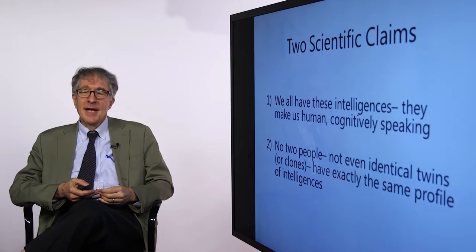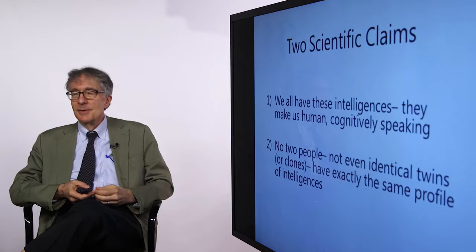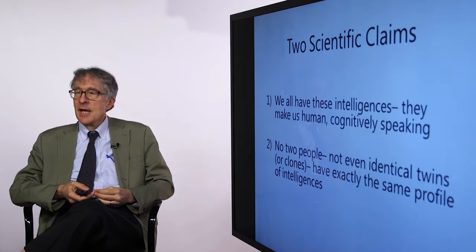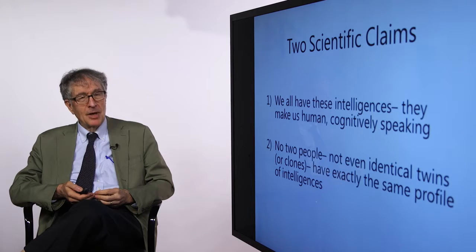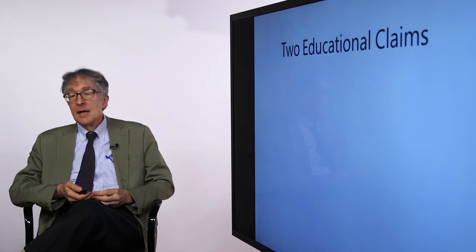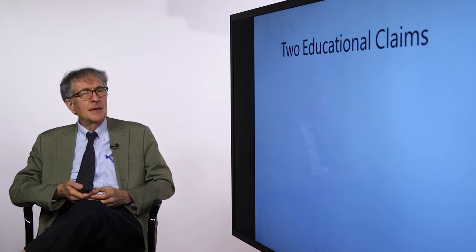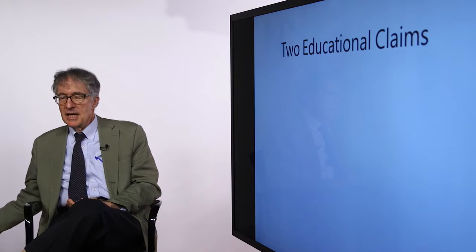So from the point of view of science, we've all got these intelligences, but life's interesting. No 2 people have exactly the same profile, though presumably identical twins have more similar profiles than fraternal twins, and fraternal twins have more similar profiles than randomly chosen people from the planet. There are a lot of people on the planet. So those are scientific claims. How about some claims in education?